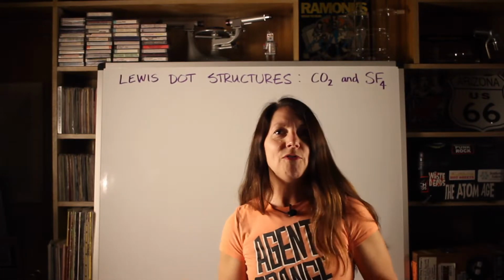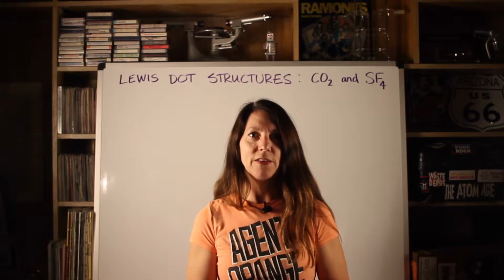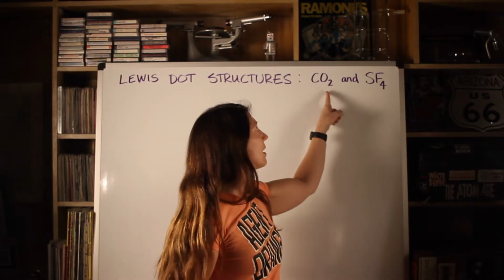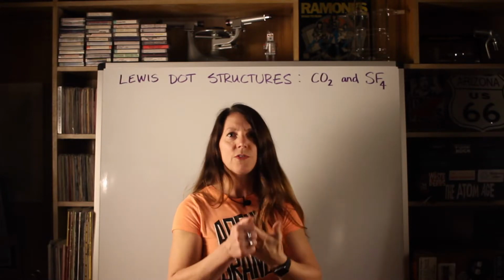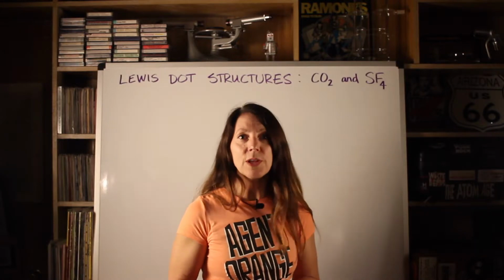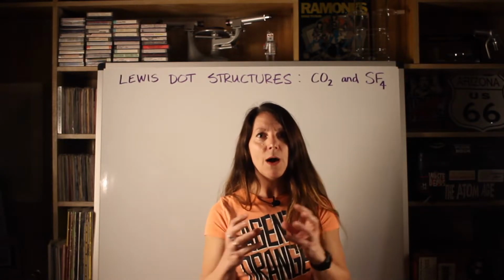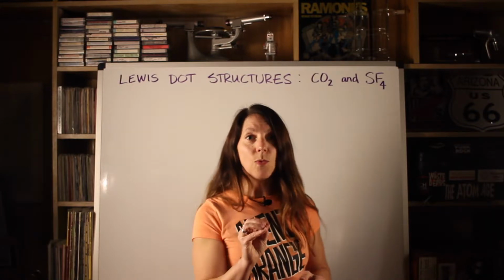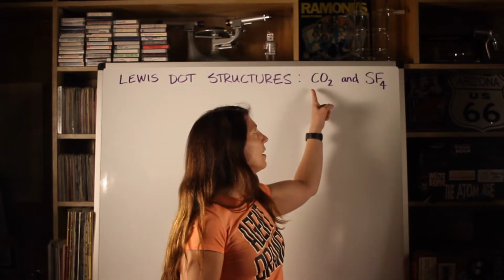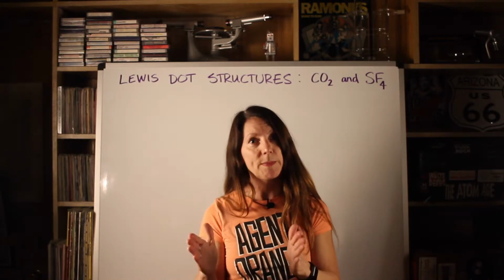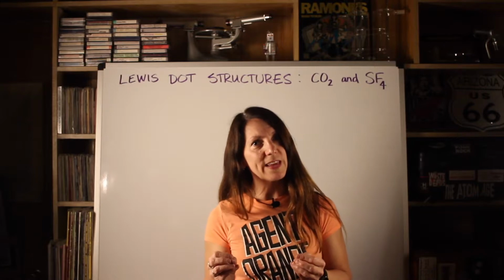Okay, so for CO2, the first thing we do is we look at the molecule itself, and we are given what the formula is. We know there's a carbon, we know there's two oxygen atoms. So the first thing we need to do is decide how are these bonded together? Which is the central atom? And while it's true that very often the central atom is the first one that's listed in the formula, it is not always the case.